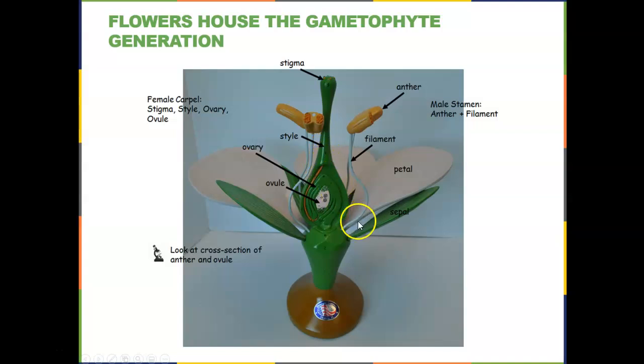Then there may be multiple male parts to the flower. So we have an anther. Actually, there are two anthers, one that's opened up or cross-sectioned, and two anthers on this side. Inside the anther is where we find the pollen grains, which are the male gametophyte. And then supporting each anther is a filament. In this model, we also see colored petals and green sepals, which are located below the petals.